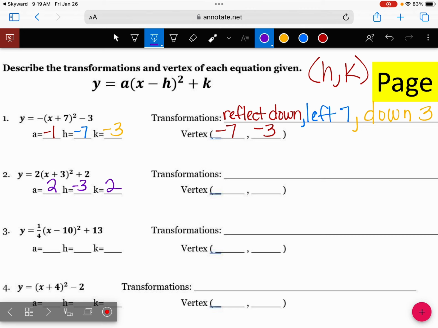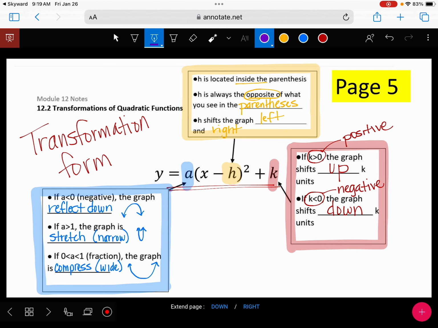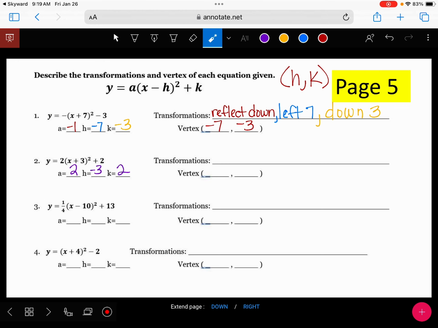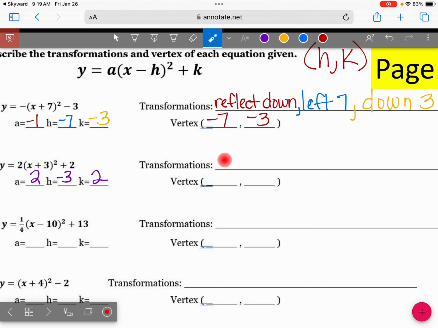So because A is 2, let me go back over here. Remember we said whenever A is bigger than 1, look in this box. 2 is bigger than 1. Would you agree that 2 is bigger than 1? Yeah. So because 2 is bigger than 1, the first transformation is that it stretches. So let's write that down. It's going to stretch.